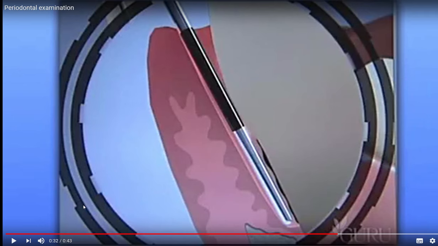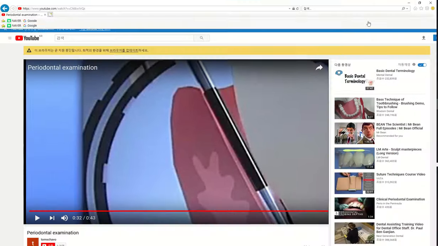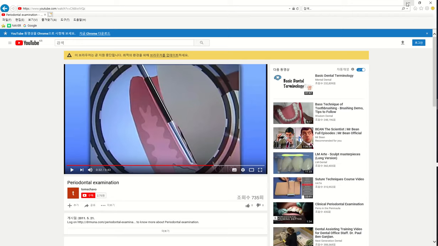And of course, when you look at the gum tissue, with a lot of experience you can see whether it has periodontal disease or not by your eyes, because sometimes the color changes. But it will take some time to know.